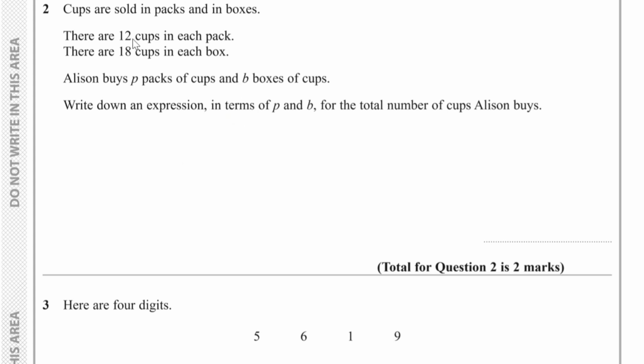So we buy 12 cups in each pack and we buy P packs, so that means we would have 12P cups in total from the packs, and adding on 18 times B for the number of cups in boxes, so we have 12P plus 18B.